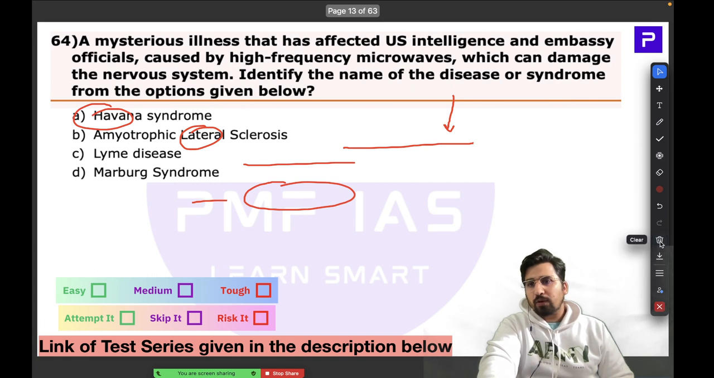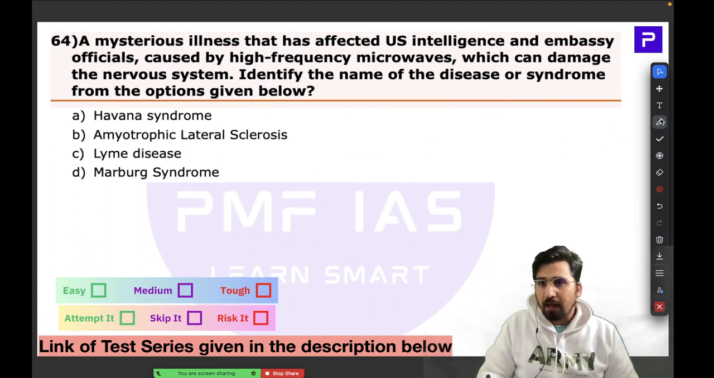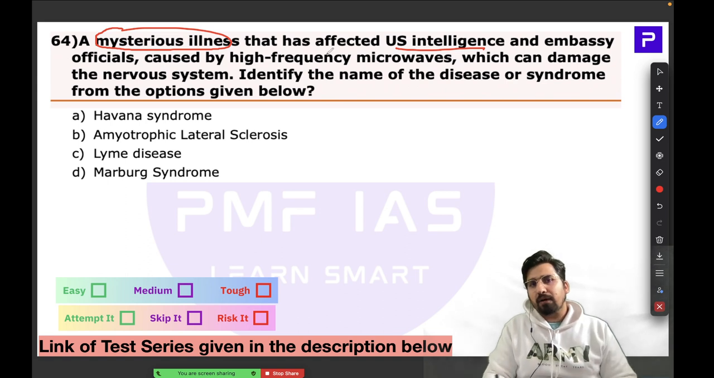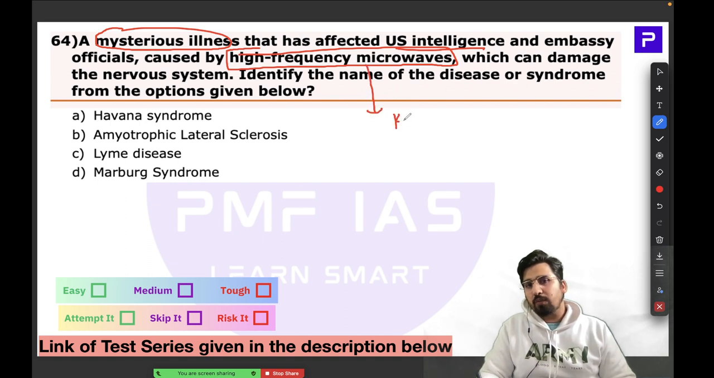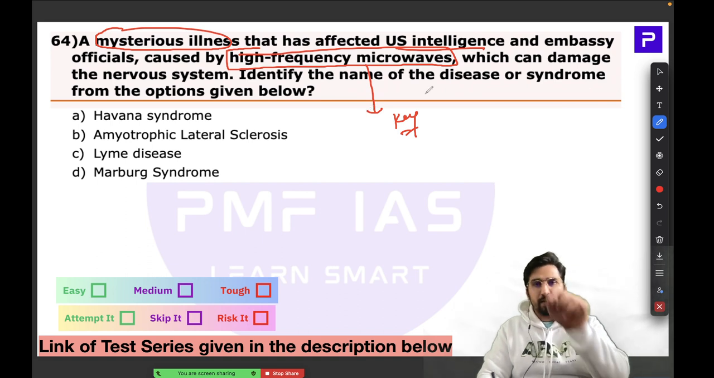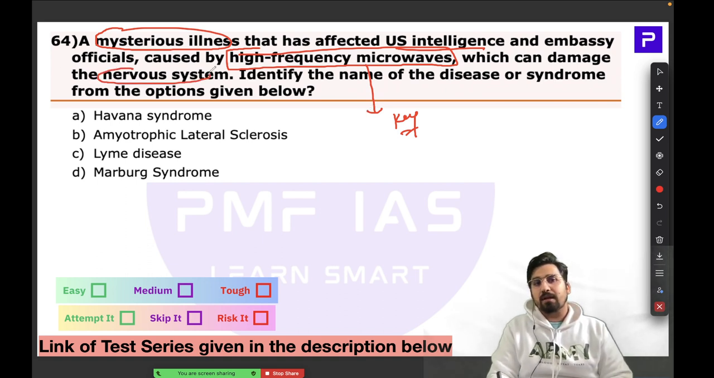Now that takes us to question number 64. Question 64 is talking about a very mysterious illness that affected US intelligence embassy people. And the very important keyword is that this illness was mainly caused by high frequency microwaves. Please focus on that. These high frequency microwaves actually damage the nervous system.